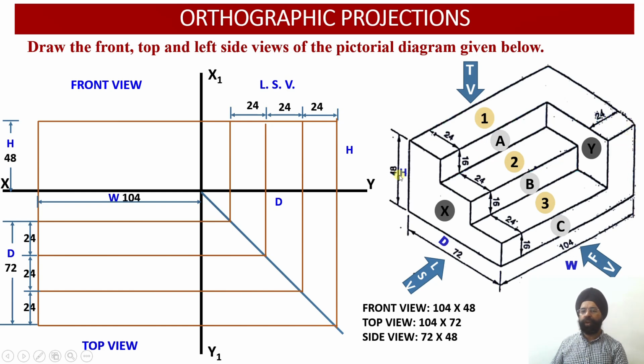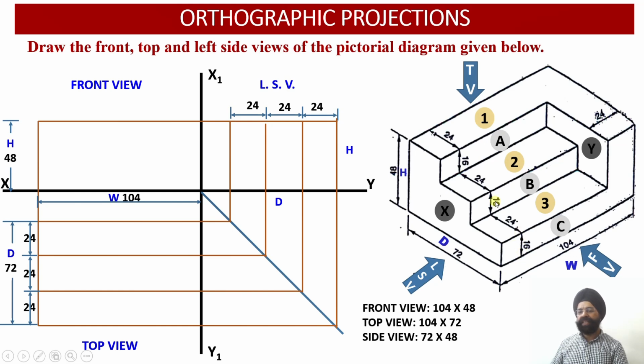which is equal to 48 millimeter, since we have got 3 steps, the vertical component of these 3 steps, that is each element of these 3 steps, again is equally distributed, that is 16 millimeter. So 16 millimeter is the height of the first step, similarly 16 millimeter is the height of the second step, and 16 millimeter is the height of the third step.